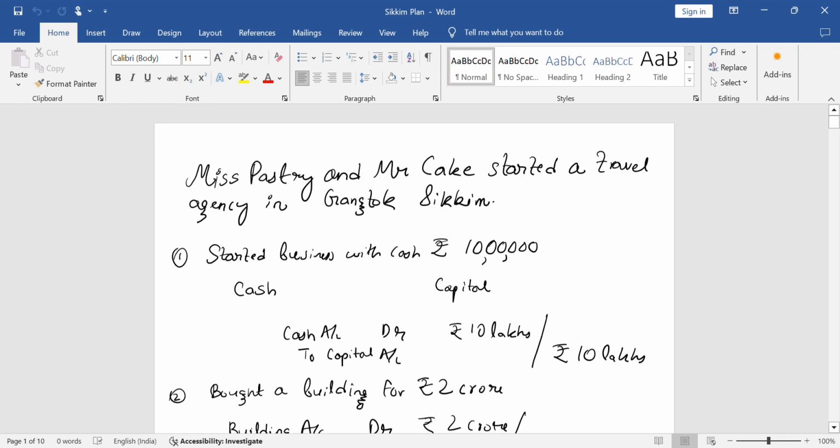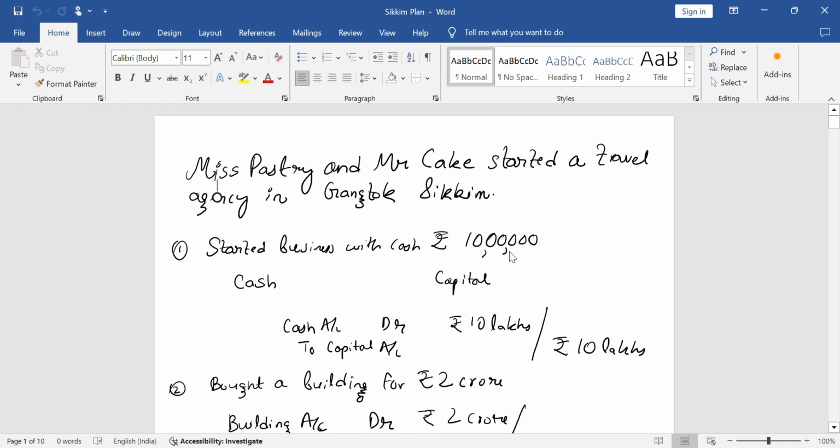The first transaction is started business with cash, rupees 10 lakhs. If you remember your analysis of transactions questions, in this situation you would add 10 lakhs in cash and add 10 lakhs in equity, right? So cash and capital are the two accounts involved. Cash account is an asset. I have told you that if the asset increases, we will debit it, and when capital, which is a liability, increases, it will be credited. So cash account is debited and capital account is credited.